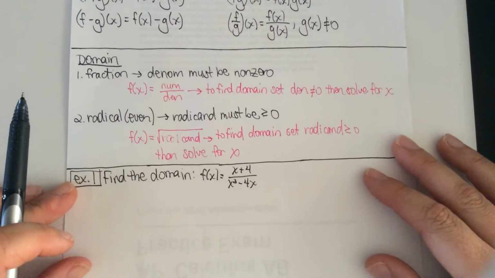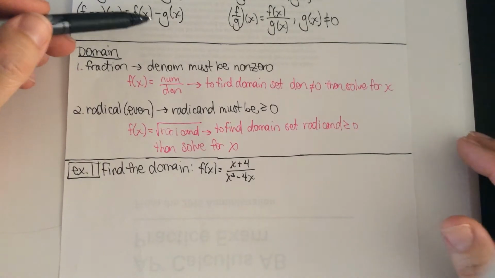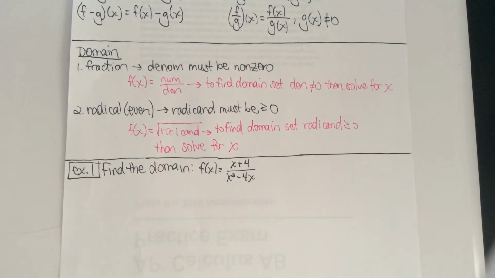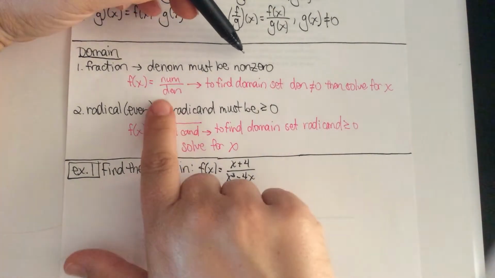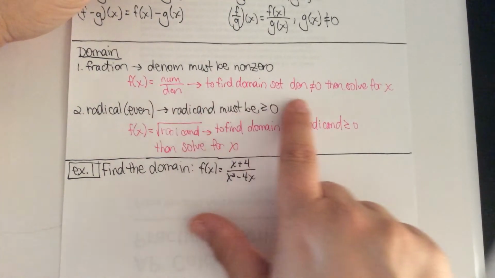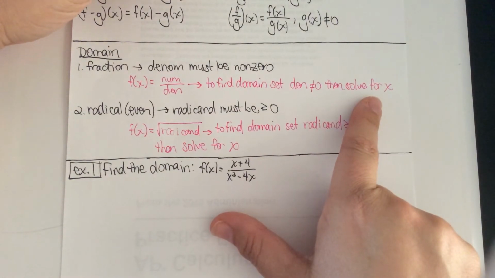All right, so how to find domain. You're going to be doing some problems involving these. I'm not doing examples of everything because this is much review. So, excuse me. Domain. If we have a fraction in our problem and we're asked to find the domain, the denominator must be non-zero. Okay, so if our problem looks like this, we have a fraction with a numerator and a denominator. To find the domain, we set the denominator not equal to 0, and then we solve for x.